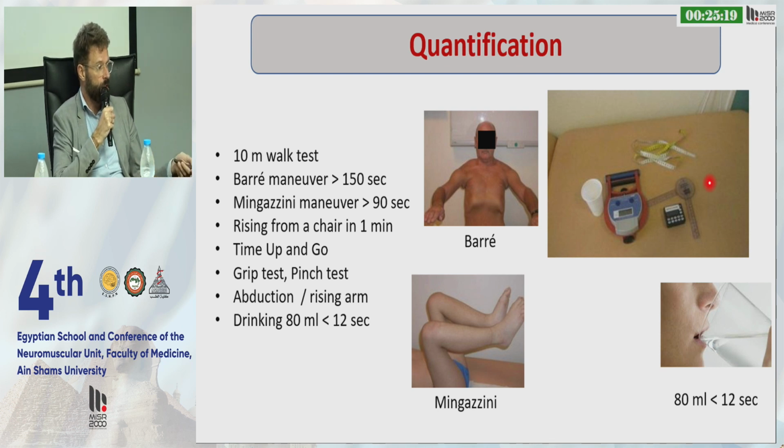Something that is important that you can do is the drinking test to see if there is dysphagia. And this is a test that is done especially, for example, to test deglutition problems in myasthenic patients.